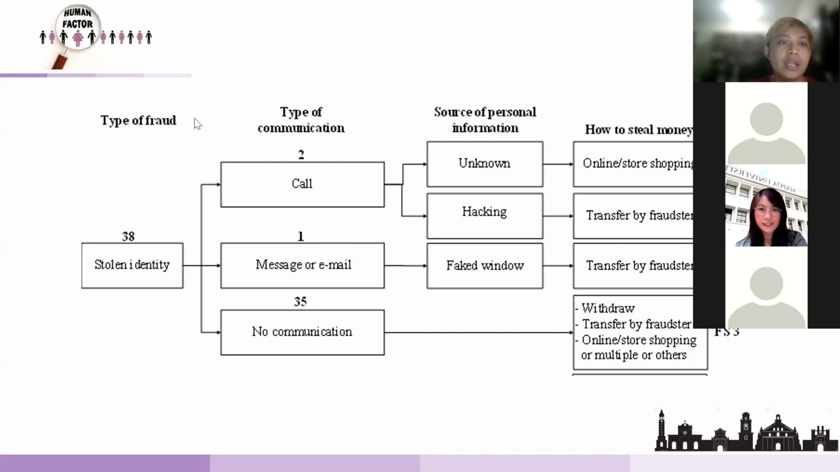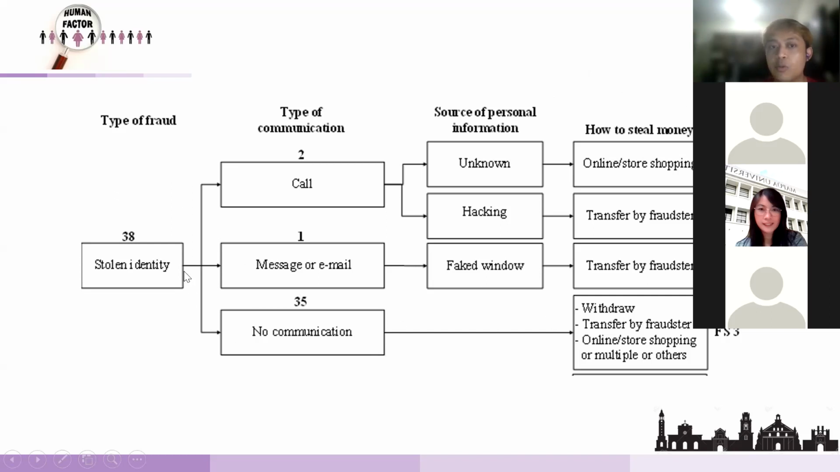If you really define those things, for example, the type of the fraud, type of communication, source of personal information, and how to steal the money, then later on the CHAID will show certain patterns, and from those patterns you can break it down into hierarchical task analysis. For example, for the stolen identity with no communication, I would like to break it down into the hierarchical task analysis, like type 1, type 2, or type 3, and how to prevent that one by one.